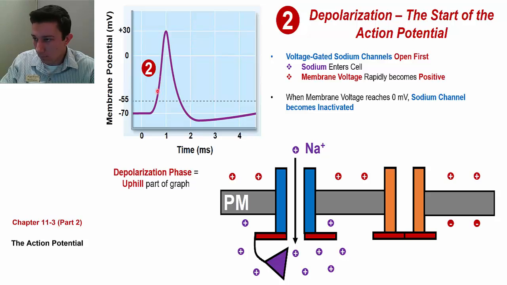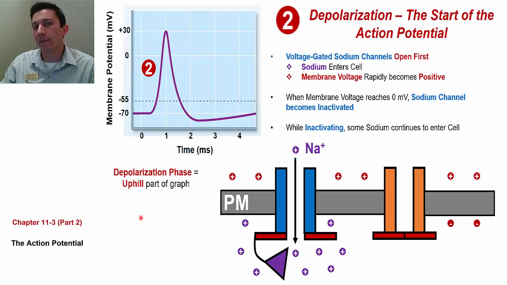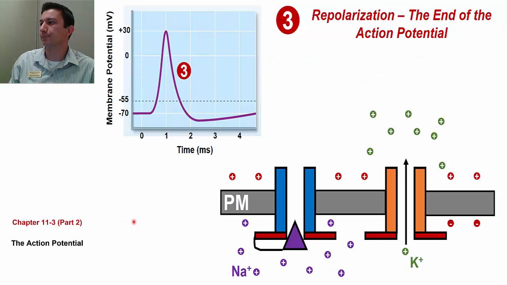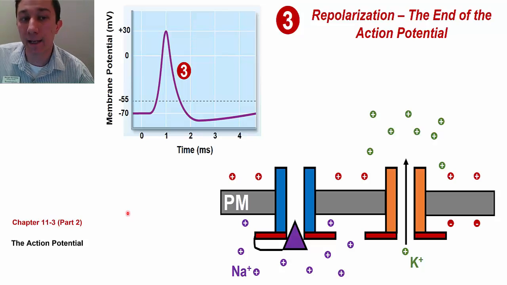One thing to note here is that when the membrane voltage rises and reaches about 0 millivolts, the voltage-gated sodium channels start to become inactivated. While they're inactivating, so they don't inactivate immediately and snap closed. This little inactivation gate will swing and plug up the channel here. They don't do that immediately. It takes a little bit of time for them after 0 millivolts to begin becoming fully inactivated. So while that's happening, a little bit of sodium continues to enter the cell, and our voltage will eventually peak at about plus 30 millivolts here. All right, so we've seen the beginning of the action potential.